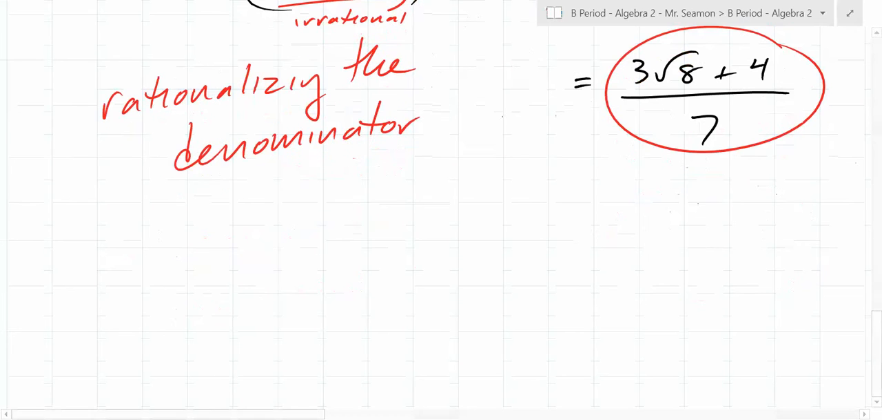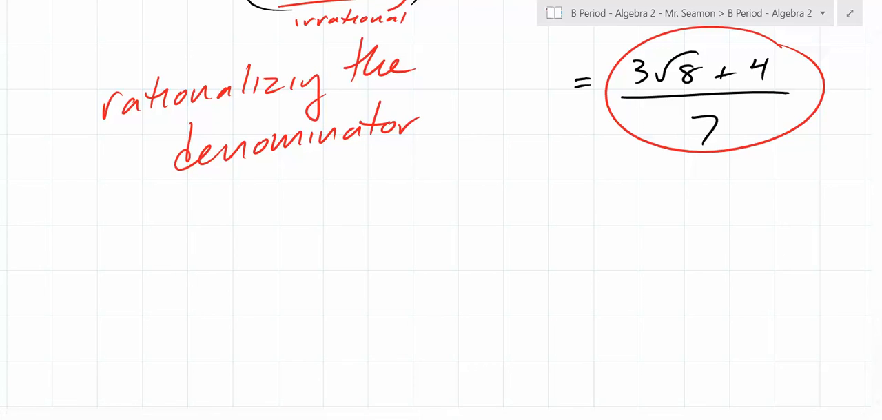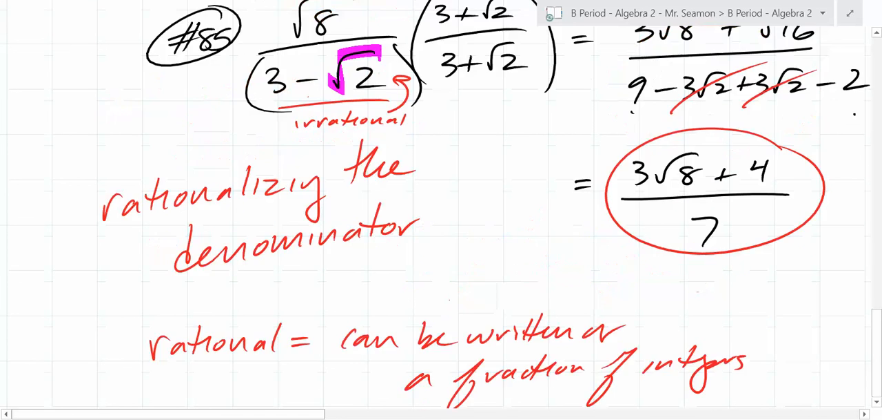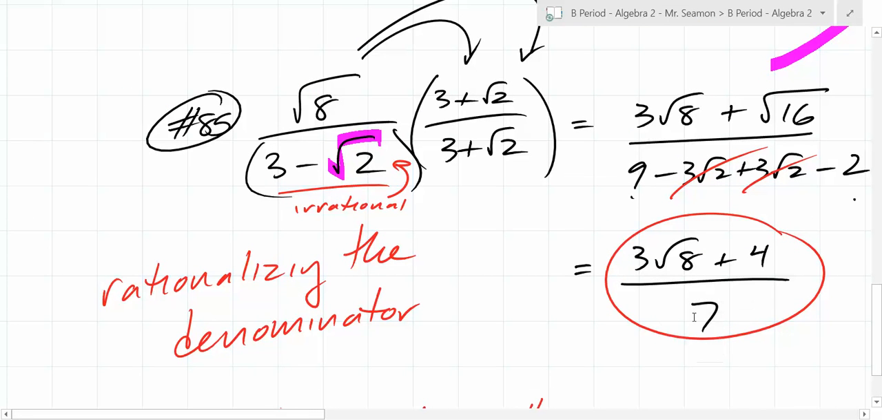Remember that proof I did? We started with root 2 is equal to p over q, remember that? What does rational mean? First five letters, what is it? So what does rational mean? Can be written as a fraction of integers. So the idea is this denominator, 7, can you write 7 as a fraction of integers? Yeah, it's 7 over 1. Exactly.